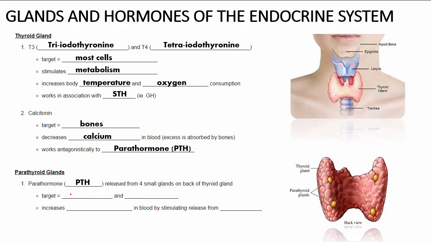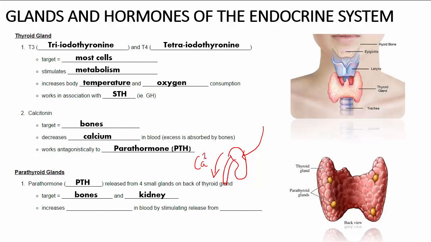So parathormone has the abbreviation of PTH, and I'd like you to know both long names and abbreviations, and it is released from the 4 small glands on the back of the thyroid gland, these ones right here, the parathyroid glands. So the target of parathyroid hormone or parathormone is going to be the bones, of course, but it also has an effect on the kidney because, as you may or may not know, the kidney filters the blood. So the blood comes into the kidney through the renal artery, and whatever waste products or stuff that's not needed by the body or excesses, those will get excreted from the kidney down into the urinary bladder and urinated out.